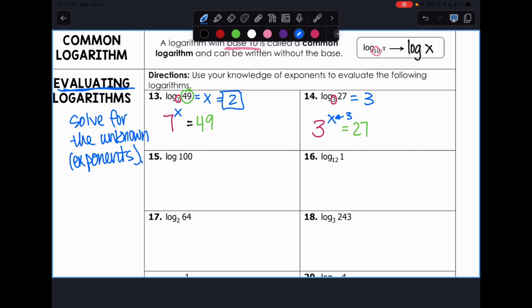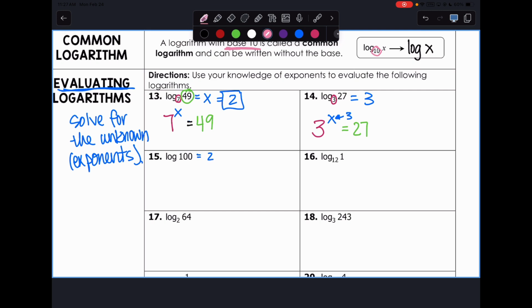All right, here's the base 10 one. Okay, they want to know what log of 100 is. The way you read it, you don't say base 10. That's like what a noob would say. If you say log base 10 of 100, that would be a noob thing to say. A pro would say log 100, log of 100. Okay, what's log of 100 equal to? 2. Okay, this equals 2.